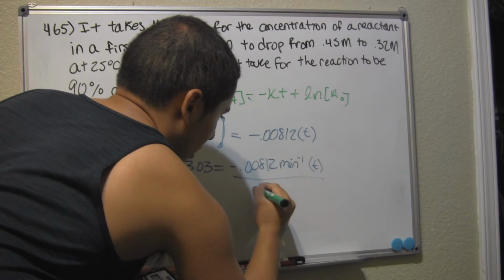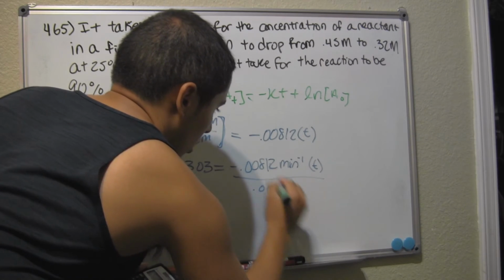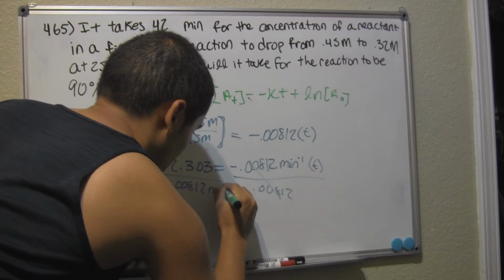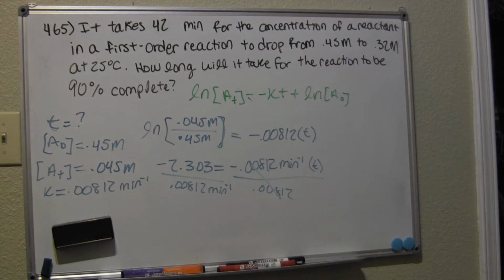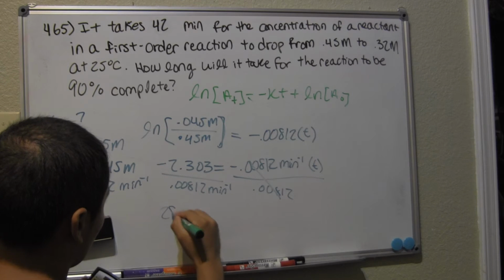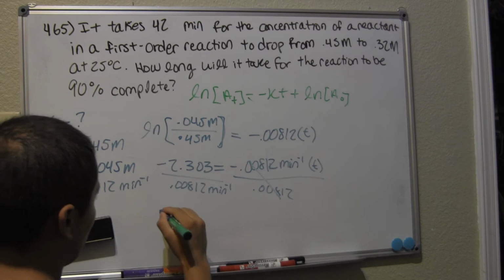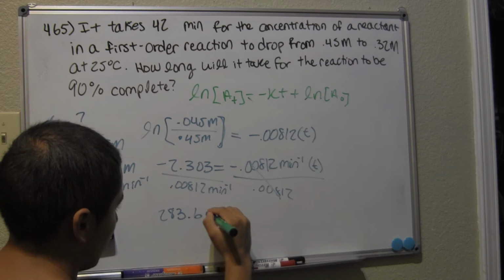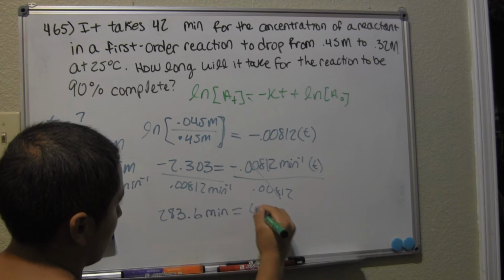So let's divide by that, 0.00812 minutes to the negative 1. I end up getting time is equal to 283.6 minutes.